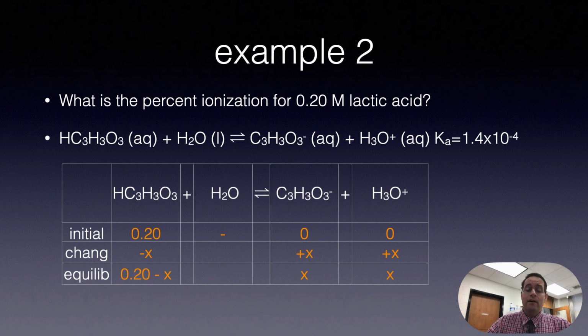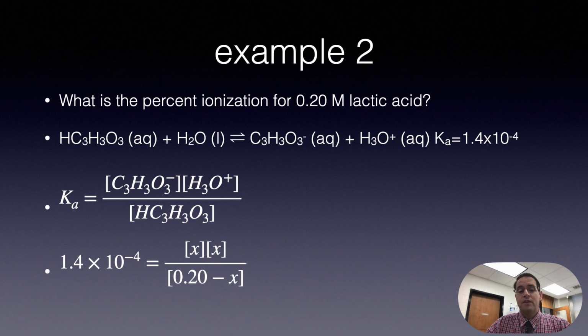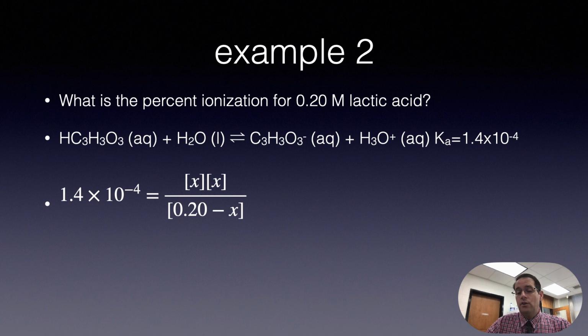All right, now that we have all of these equilibrium values figured out, we switch our attention to doing algebra with the equilibrium expression. So we want to write out the Ka for this chemical reaction, products over reactants, and then substitute in those equilibrium values. So we have x for both of the products, and we have 0.20 minus x for the lactic acid reactant. We then want to begin to solve for x. The Ka value I've substituted in is 1.4 times 10 to the minus 4.